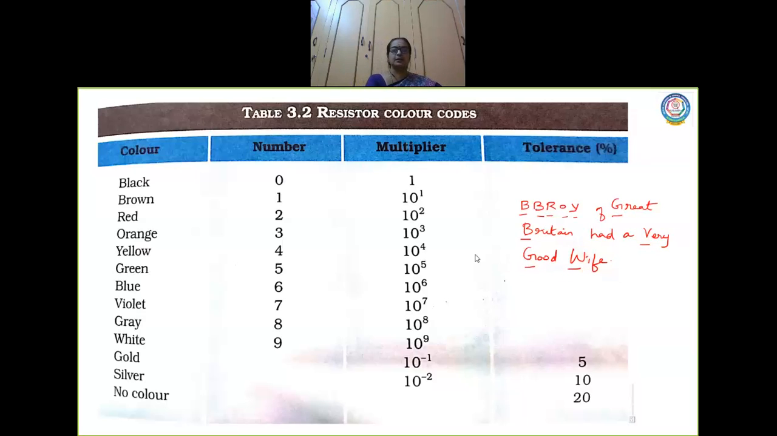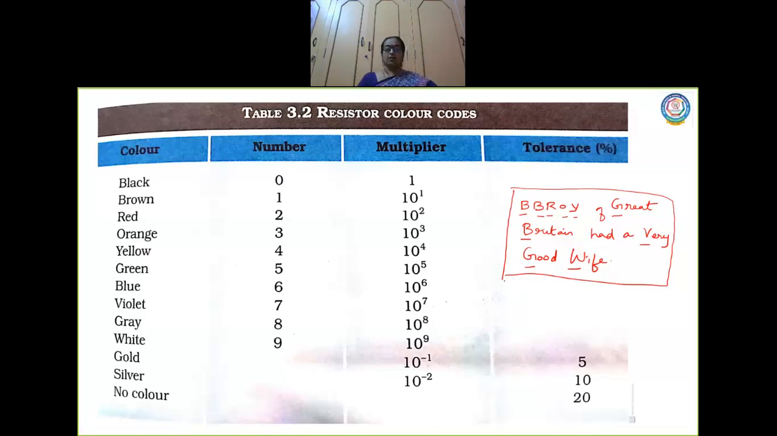Look at this. Compare: black, brown, red, orange, yellow, that is B.B. Roy. Then Great Britain, G and B. Great Britain had a very good wife, VGW. So remember this sentence, and you will have these colors and their respective numbers. The number starts with 0, children. Don't forget that. 10 colors, so you have 0 to 9. It is an easy sentence. You can easily memorize this: B.B. Roy of Great Britain had a very good wife, to remember the colors and their numbers.